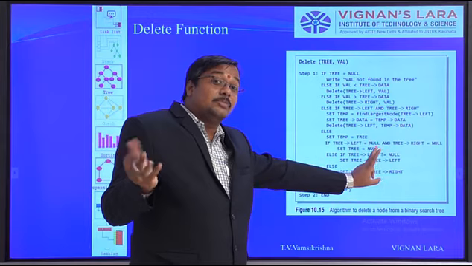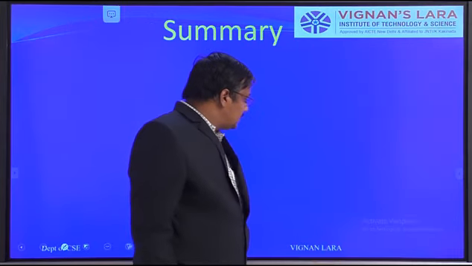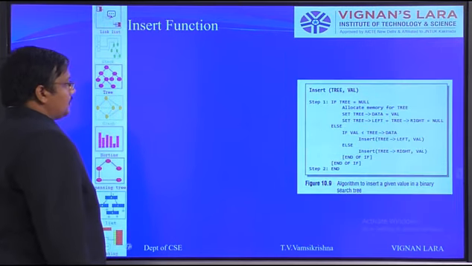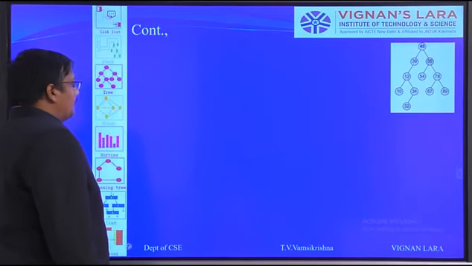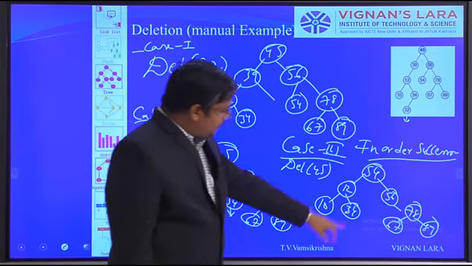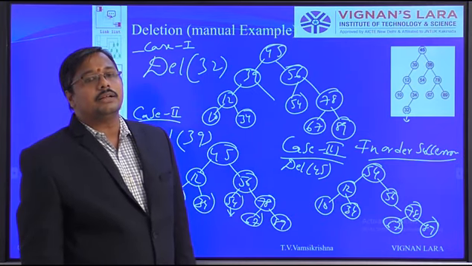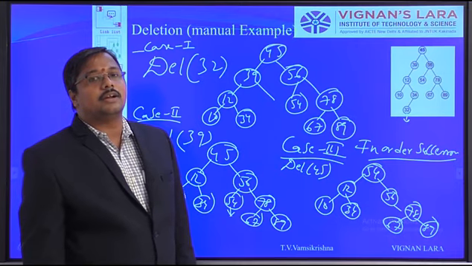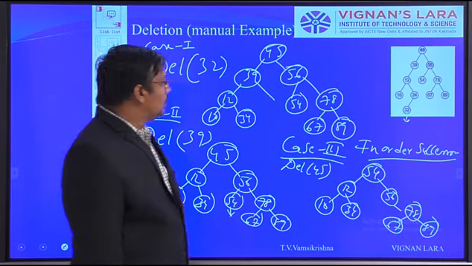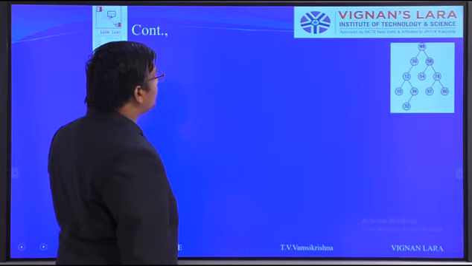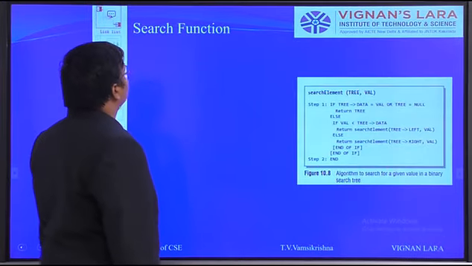Another option is in-order predecessor. In-order predecessor means try to find out the maximum element in the left subtree. That is called in-order predecessor. So right now we want to see what is the code for this.